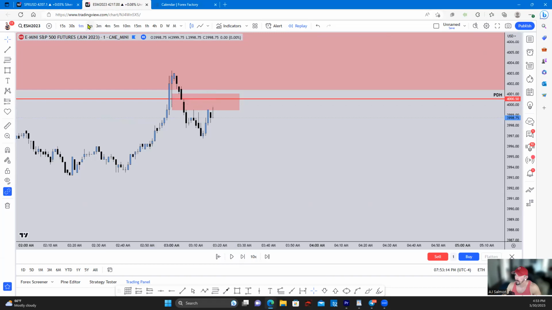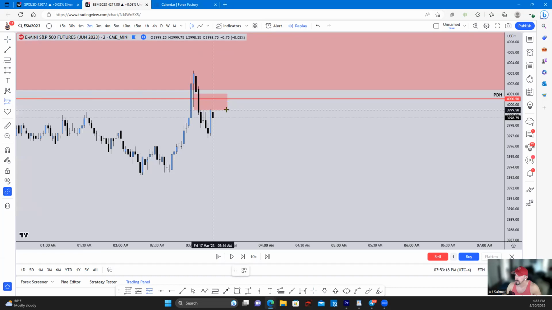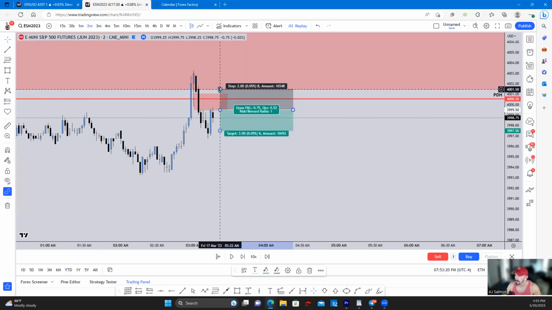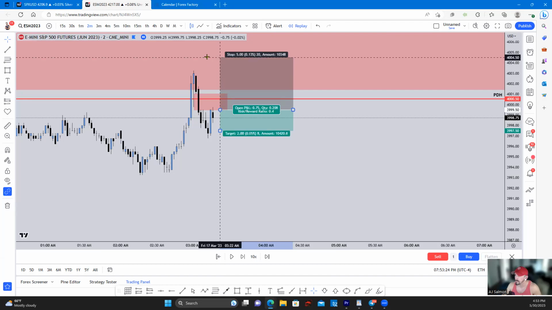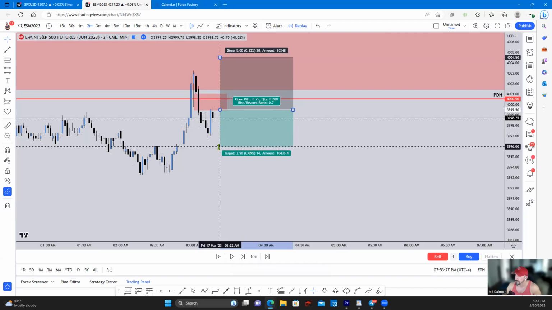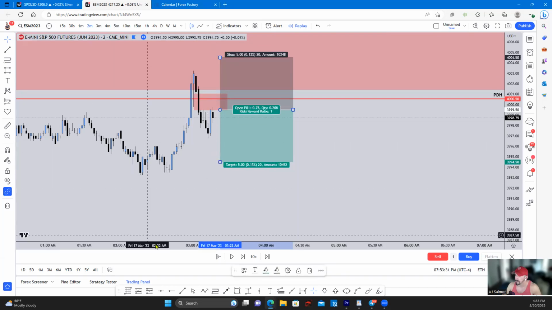There's your return off of this 2-minute here. So this would be your short position. Our stop loss would be 5 handles, and our first target would be 5 handles.